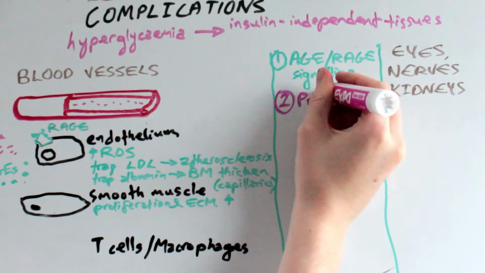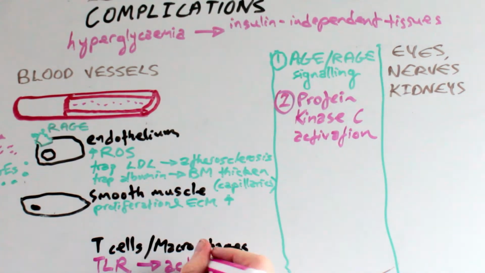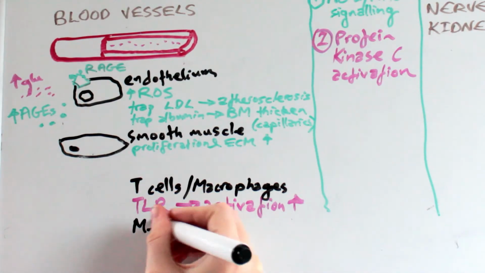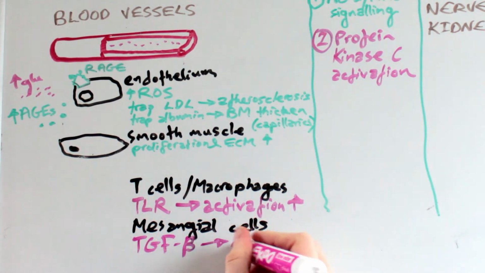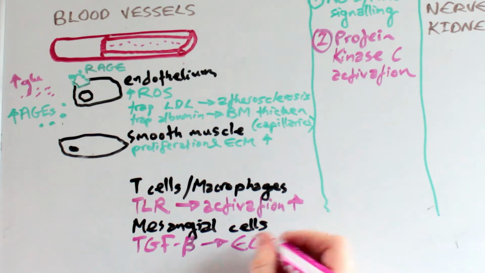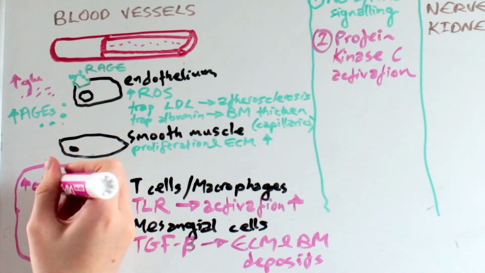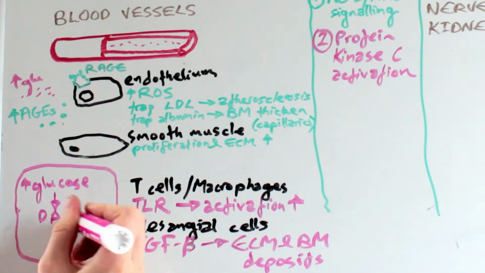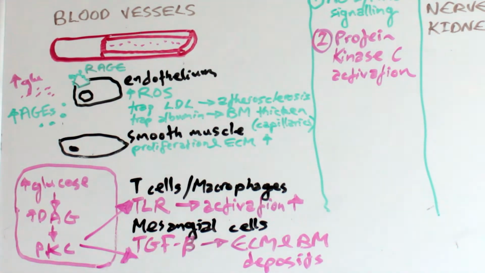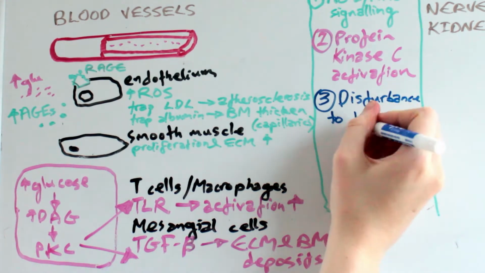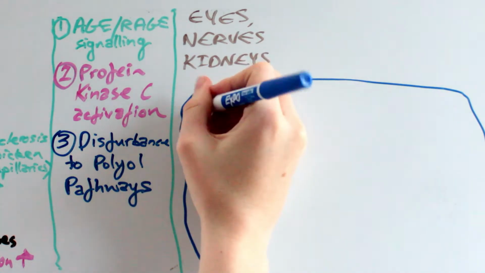The second mechanism of damage involves activation of protein kinase C, which triggers increased activation and adhesion of T cells and macrophages. Also, mesangial cells found in the glomerulus of the kidney produce TGF-beta, which causes extracellular matrix and basement membrane deposits. The process of activation is intracellular in response to increased glucose and diacylglycerol, promoting protein kinase C, which has these effects. The final mechanism of damage is the disturbance to polyol pathways occurring within other tissues.